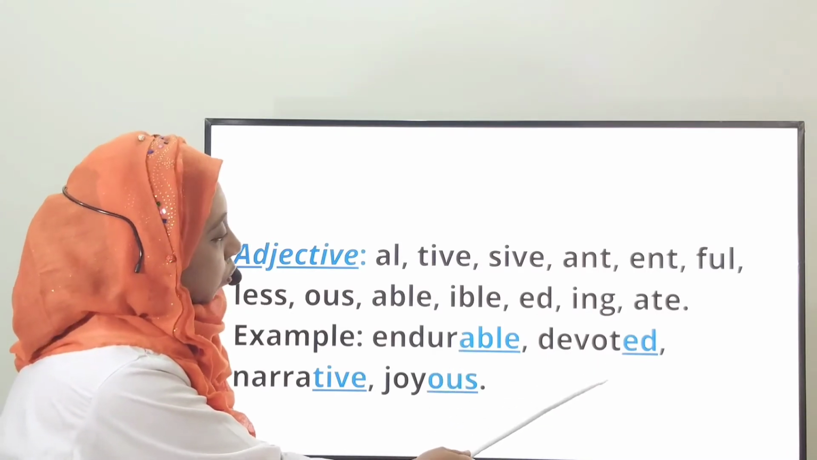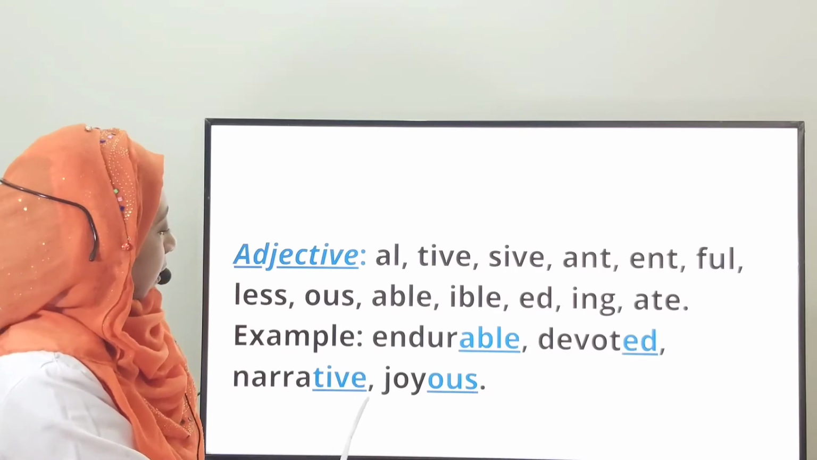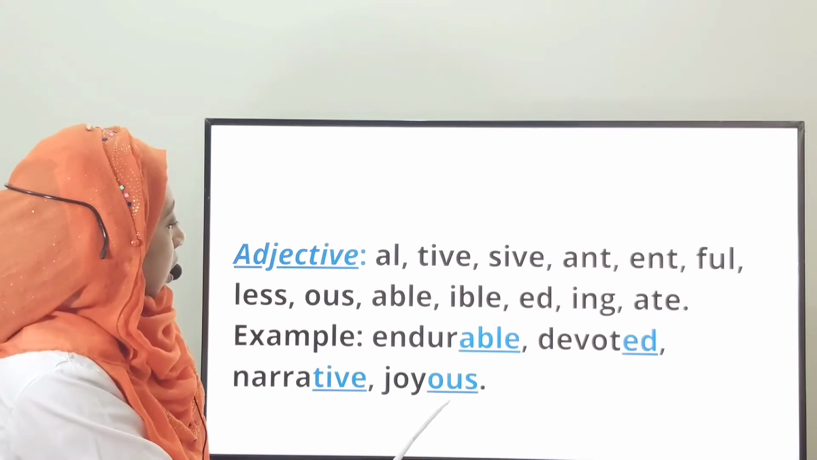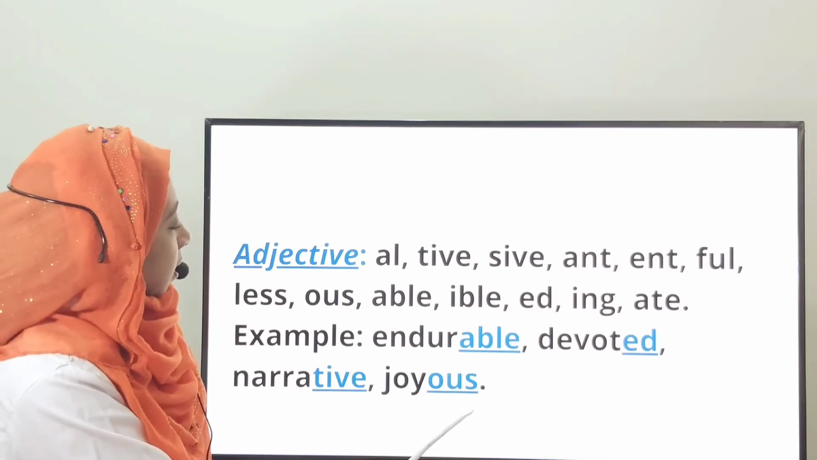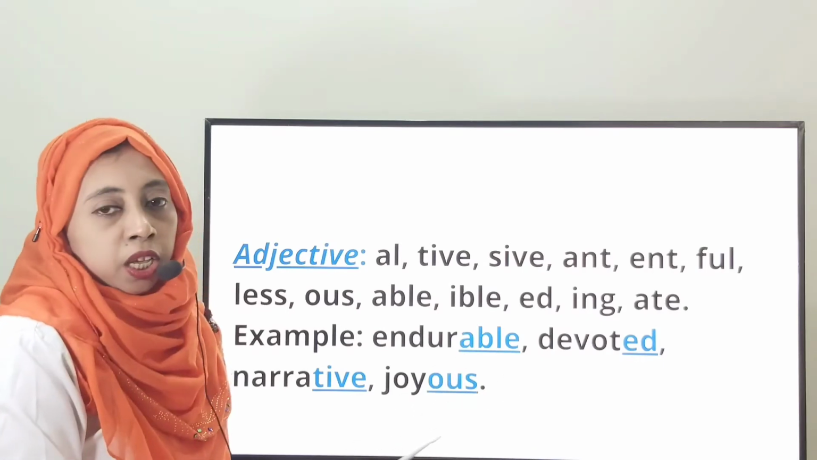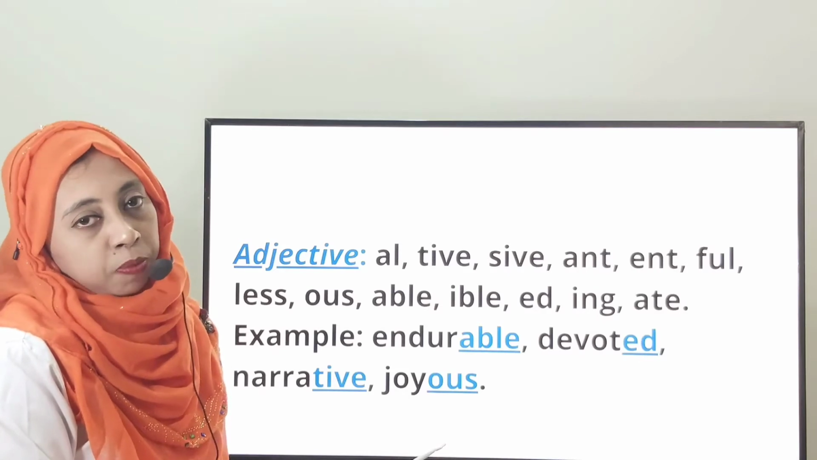Devoted, here we use ed suffix. Narrative, here we use tive. Joyous, ous suffix. So after using this suffix, an adjective word is created. So students, you don't need to learn or memorize these suffixes and prefixes.